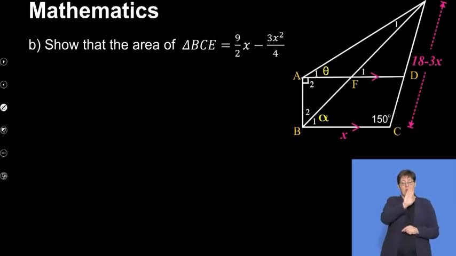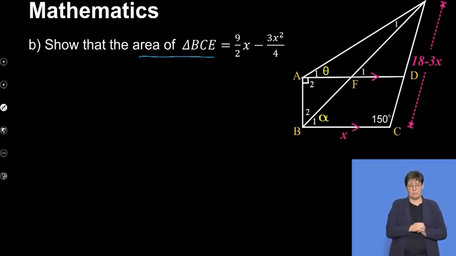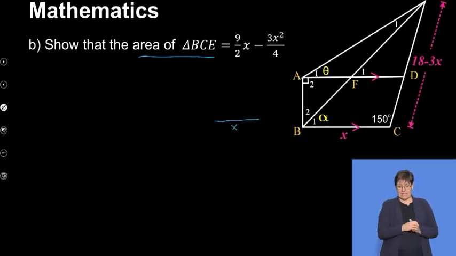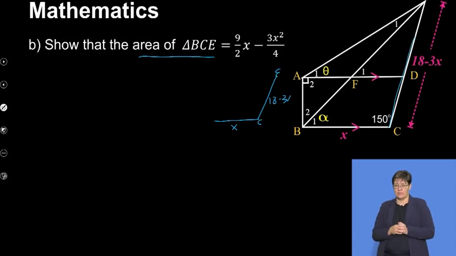Okay, so the next thing is to show that the area of BCE is equal to the expression on the right hand side. Basically we want to find an expression for the area of BCE. If you notice, in triangle BCE, we've got this to be x. We've got a value for this length EC, because this is 18 minus 3x. So we have that, and we have that, and we have the angle in between. So we're going to use that to write our area rule, which is pretty simple now.